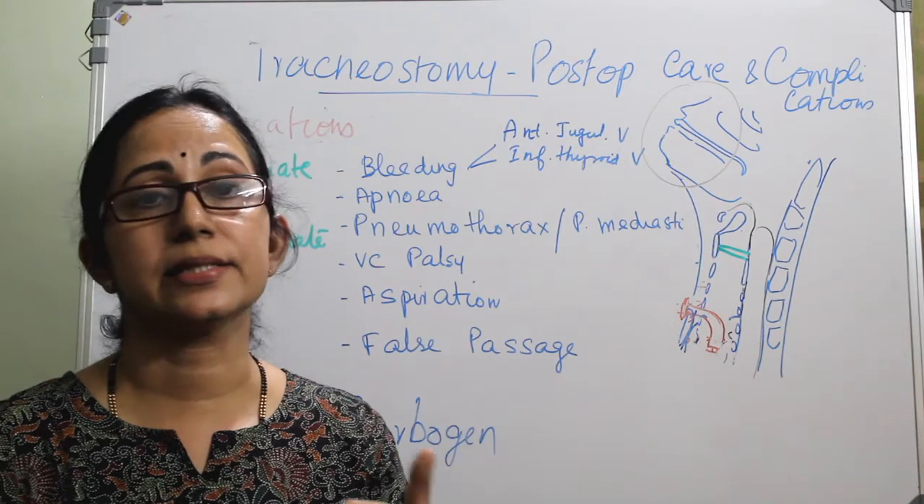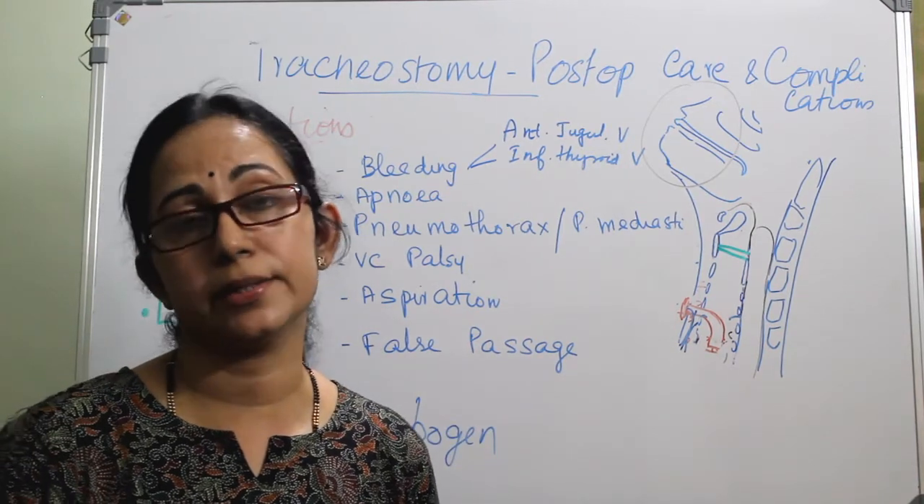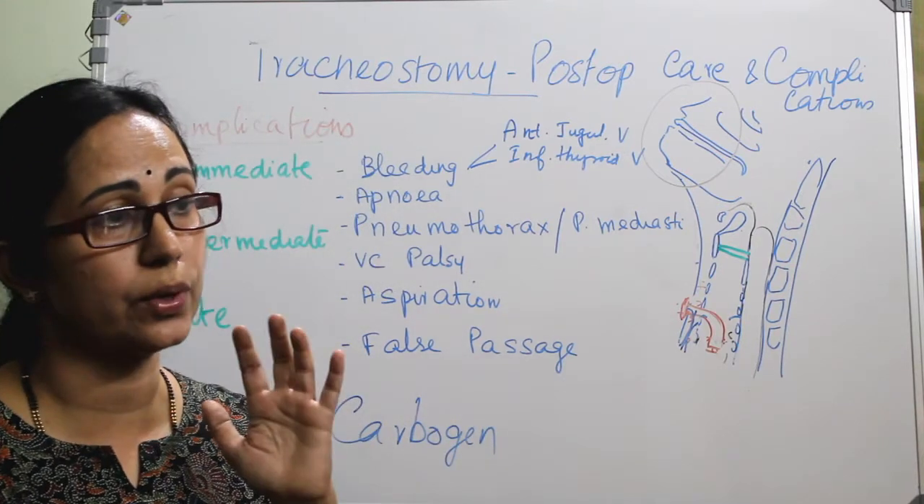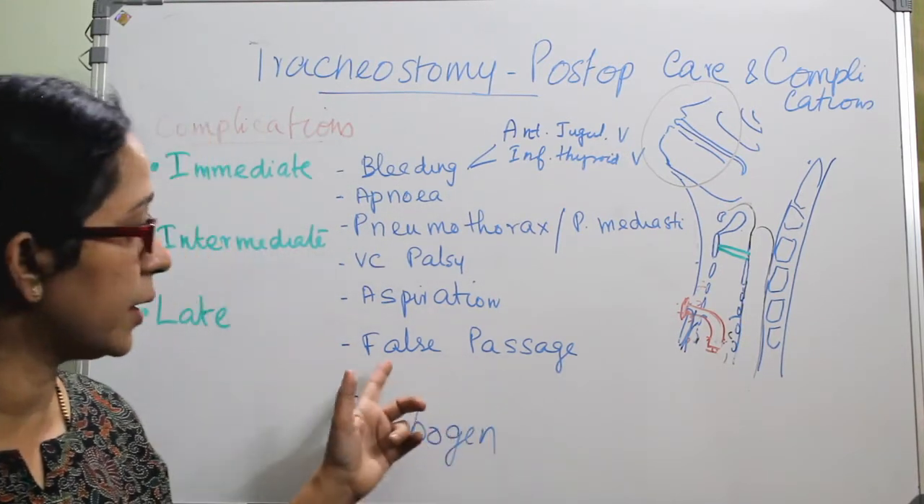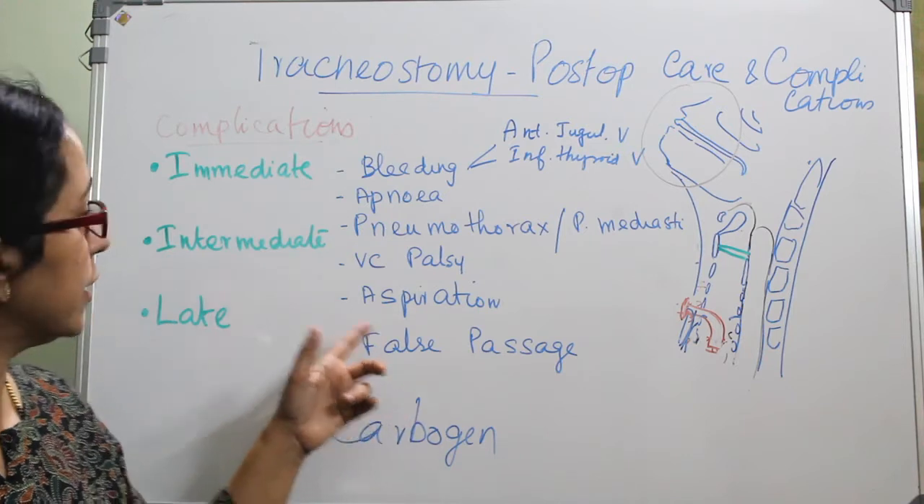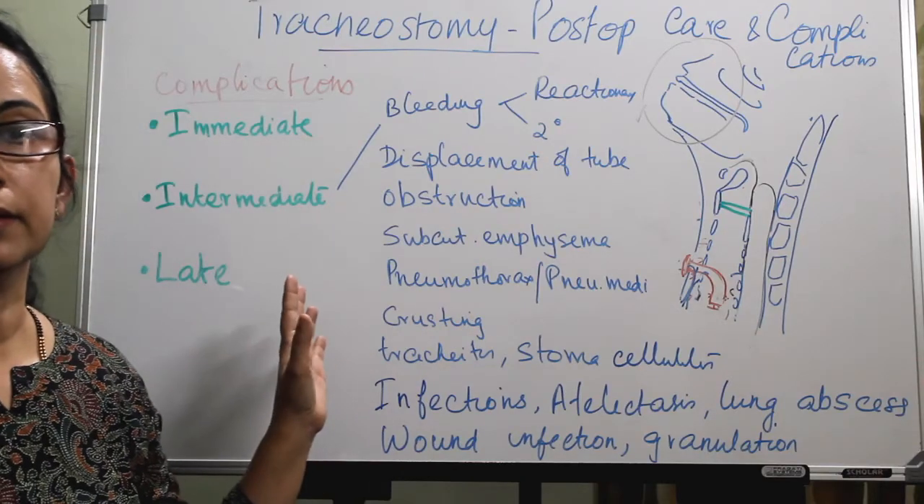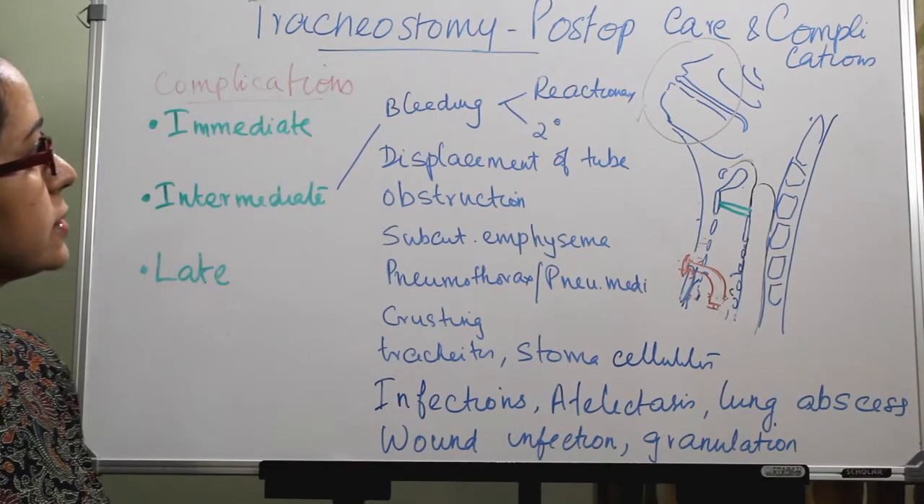And in later stages, only there will be bradycardia and cyanosis. So you have to look for that, you have to listen for that, and also you have to feel the air blast. Then you can avoid false passage. Then what are the intermediate complications? These are the common intermediate complications.